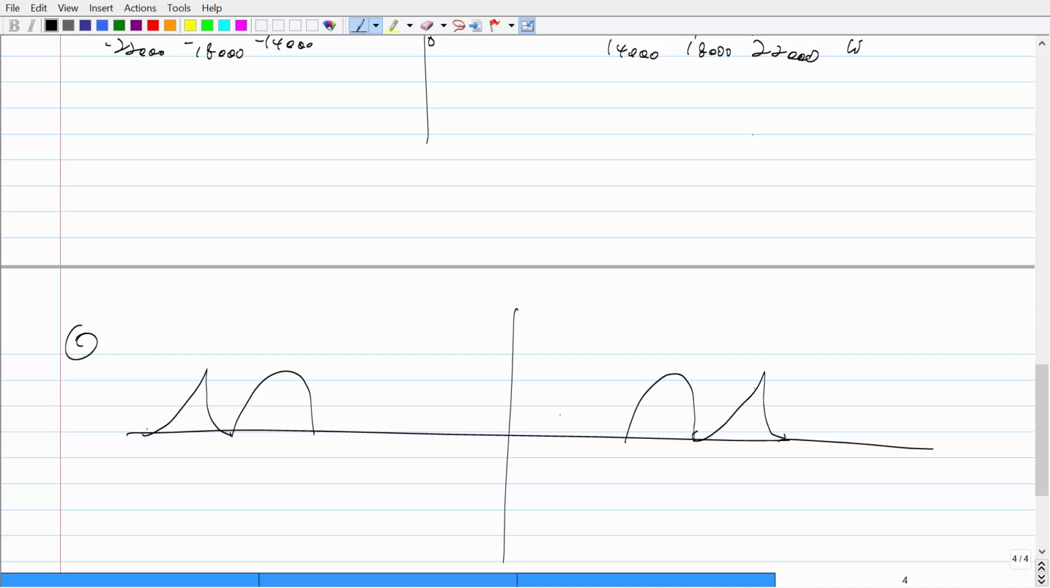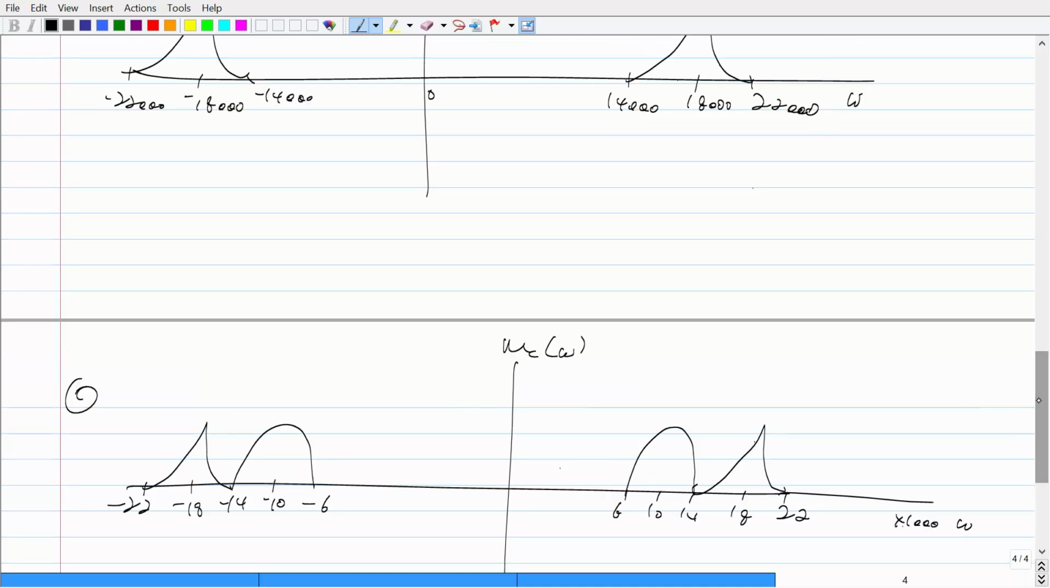Okay. So here it's minus 22,000. This is 18,000. Actually, you know what? I'm going to do it in terms of K because I can't keep writing all the numbers, the zeros, right? So this is 6, 10, 14, 18, 22. Okay. And then this is in terms of times 1,000 omega. All right. And this would be at the C, right?